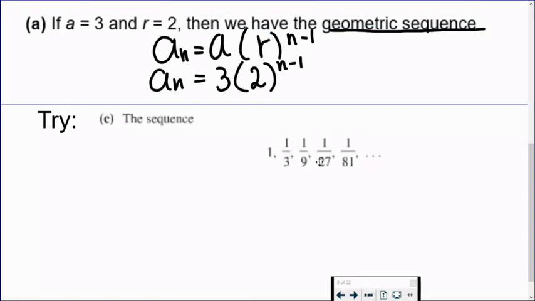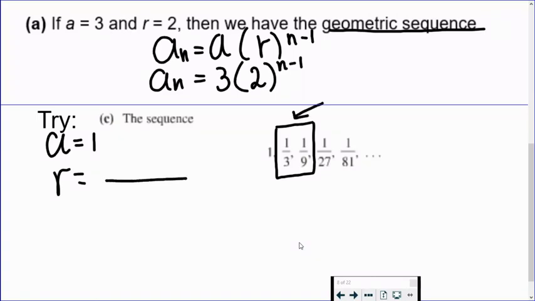Sometimes you're going to try to find the sequence when the r is not given to you. So what I'm going to do first is, I have the first term, and I'm going to find the common ratio. So I would take two numbers on this sequence, any two. So I'm going to take these two terms.